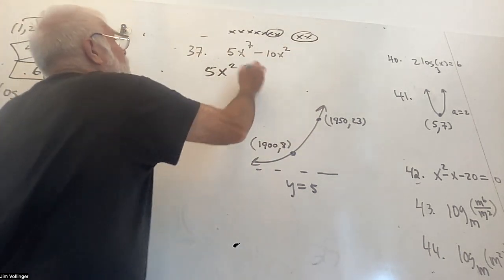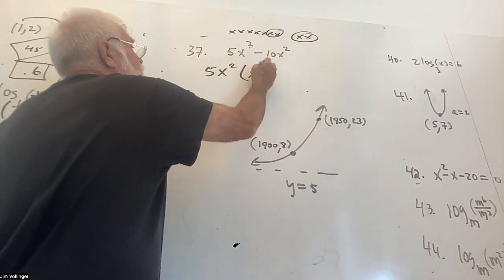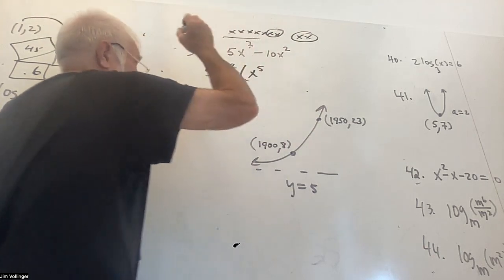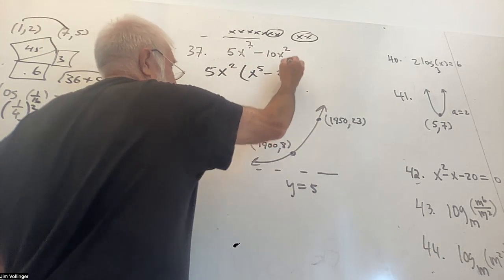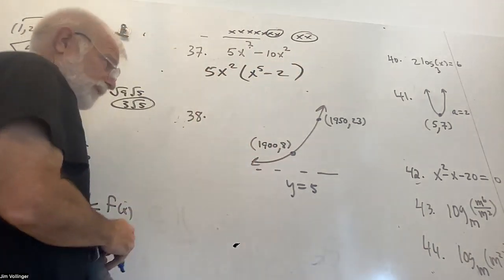So what do I do to get back to 5x to the 7th? I need the missing 5. There they are, the missing 5. What do I need to get back to minus 10x squared? I need minus 2 because I got the x squared over here.